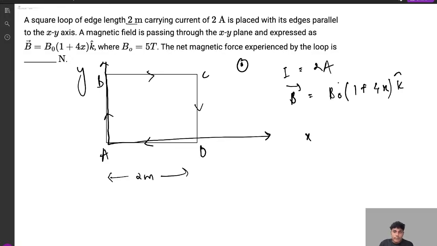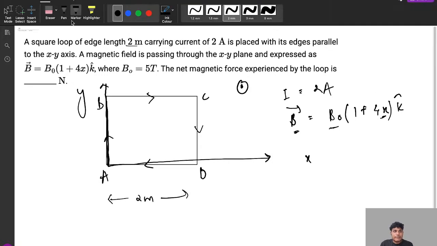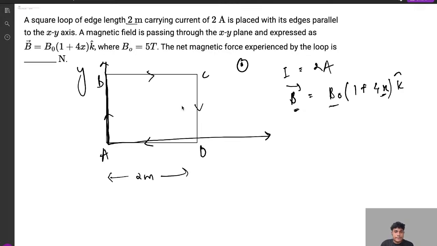So, if you focus on B, it depends on the value of x. The magnetic field on AD is different from the magnetic field on the BC plane. As the value of x changes, the magnitude of B also changes. So the magnetic field is position dependent here, and we need to find it individually for both the edges.